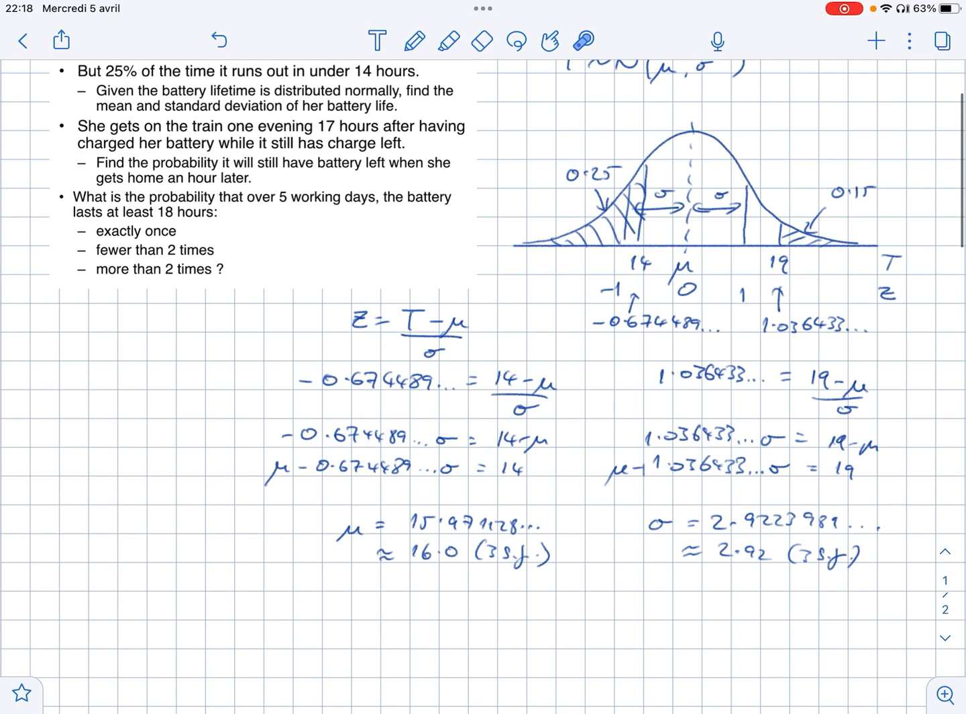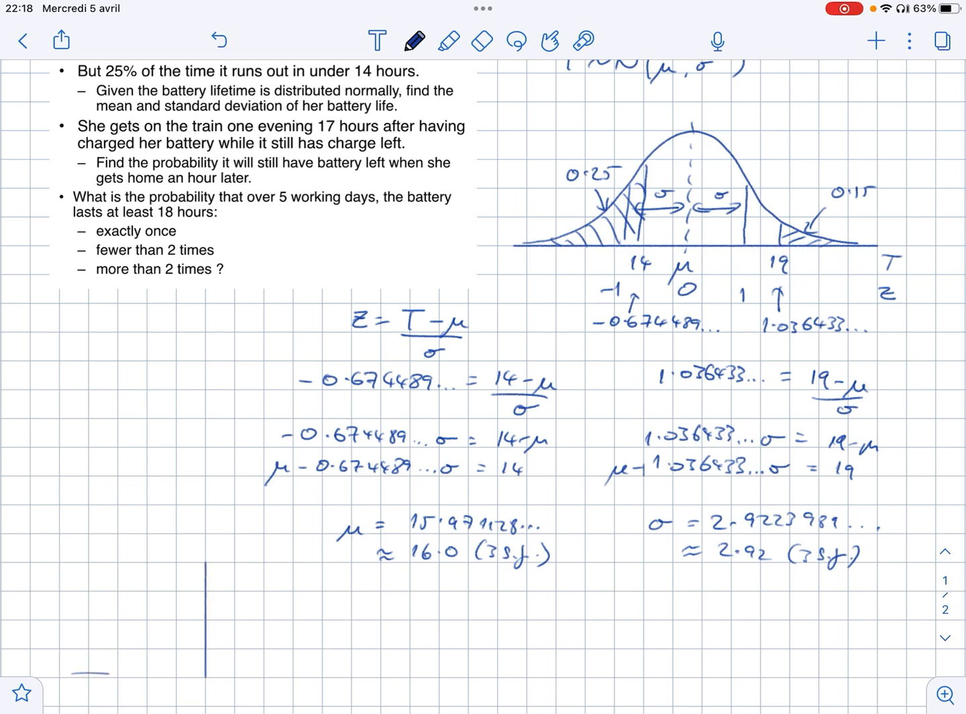Now watch out for this next question. This is one of the nice trick questions they love. She gets on the train one evening 17 hours after having charged the battery while it still has charge left. So we know before we start that she still had battery 17 hours after she left. Find the probability it will have battery left when she gets home an hour later. Let's look at what that looks like on the diagram.